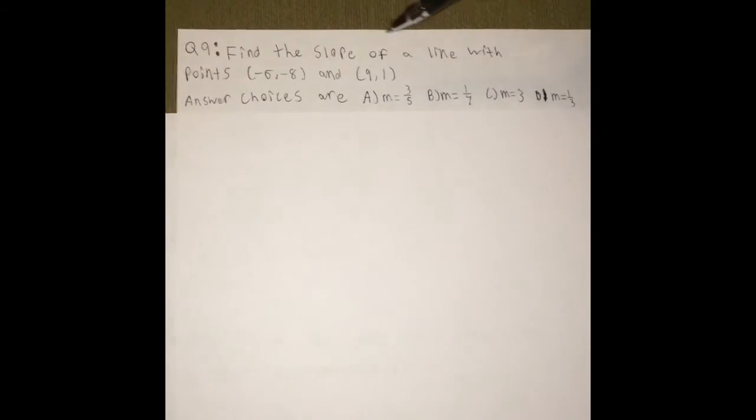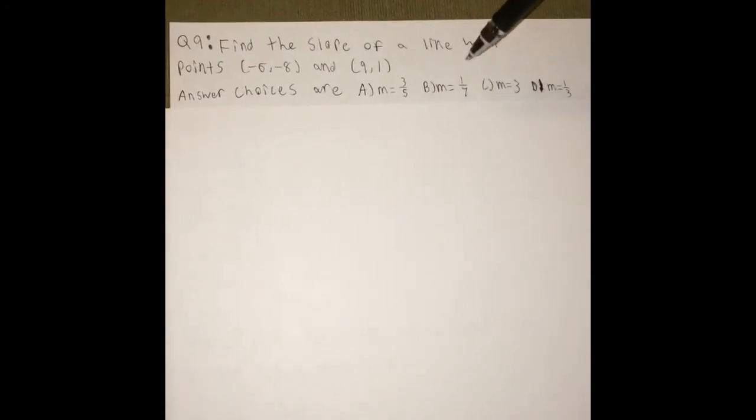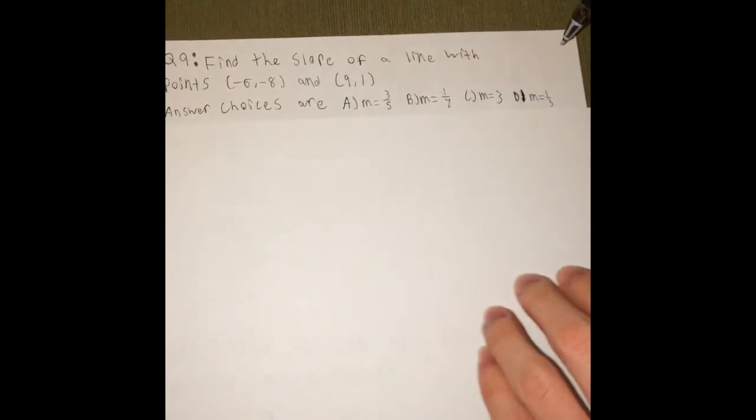Find the slope of a line with points negative 6, negative 8, and 9, 1. For this one, we were given answer choices of A, m equals 3 over 5, B, m equals 1 over 7, C, m equals 3, and D, m equals 1 over 3. You can pause the video here if you need time to solve it.